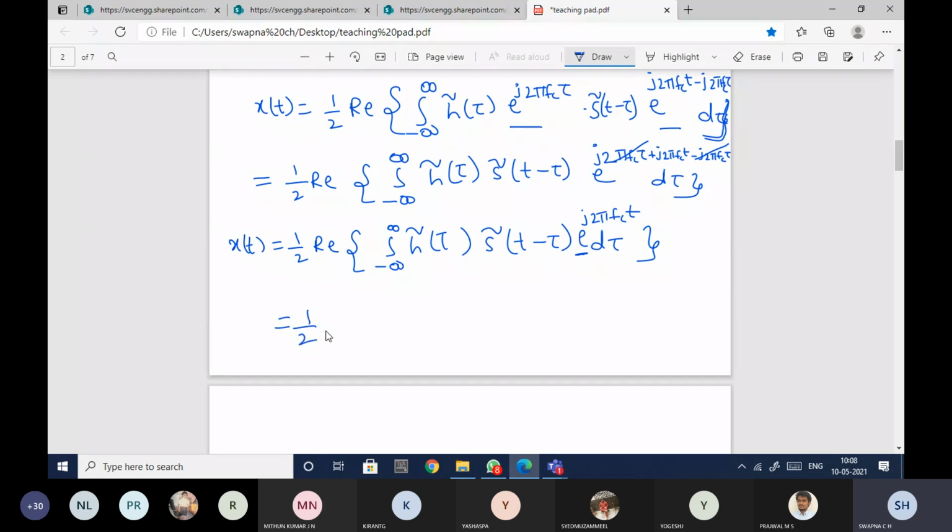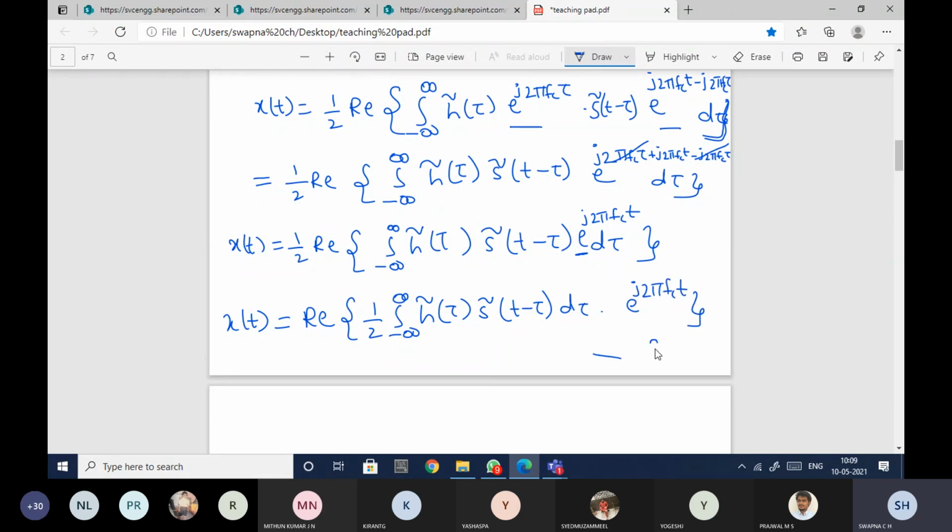So half Re, or I'll write it the other way. Re of x of t is equal to Re of this, the half also I'll take inside. So it will be half integral from minus infinity to plus infinity of h tilde of tau, s tilde of t minus tau, d tau, into e^(j 2 pi fc t). This I'll name as equation 3.